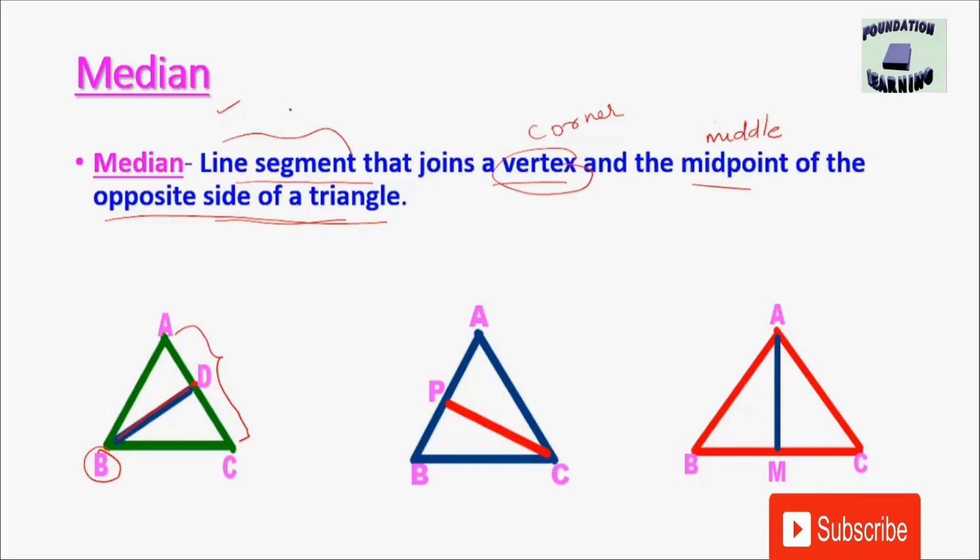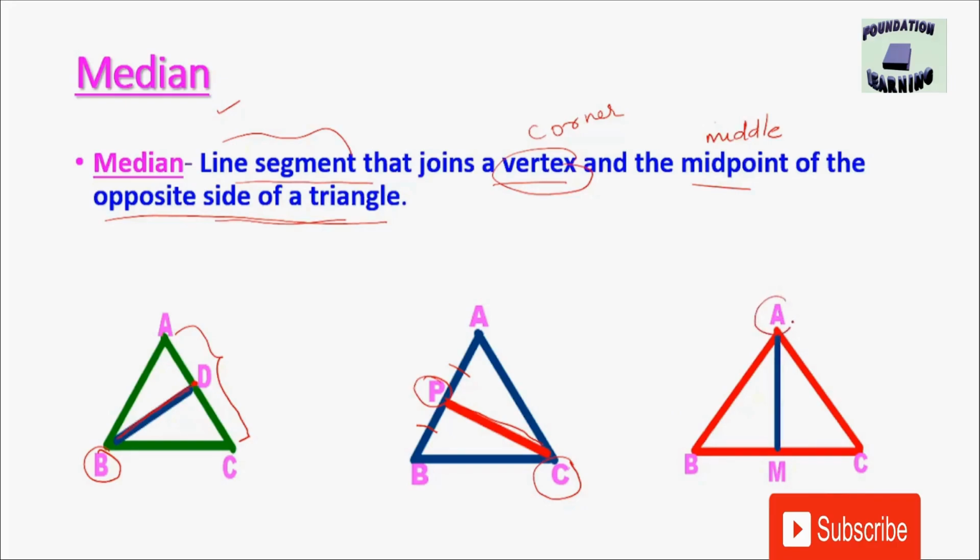So what is a median? Median is a line segment that joins the vertex and the midpoint of the opposite side of a triangle. So let's take another corner, or another vertex. In this case we are taking C, the other corner of the triangle ABC, and this line PC is the median. Why? Because C is joining with P, the midpoint of segment AB. That means PB is equal to AP. So remember, median is a line segment joining the vertex and the midpoint of the opposite side.